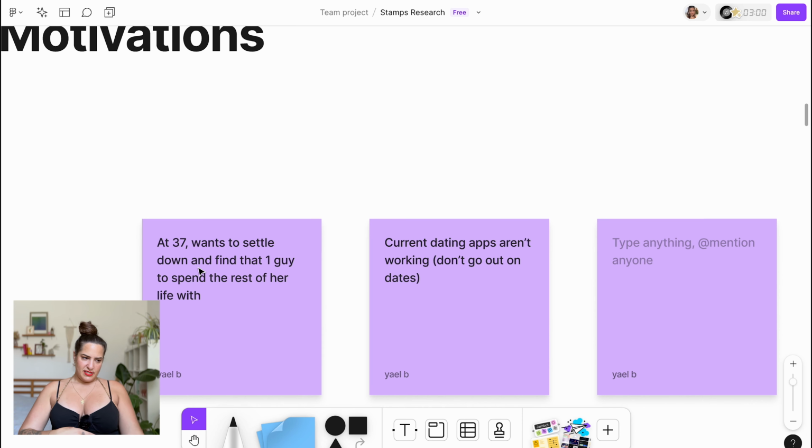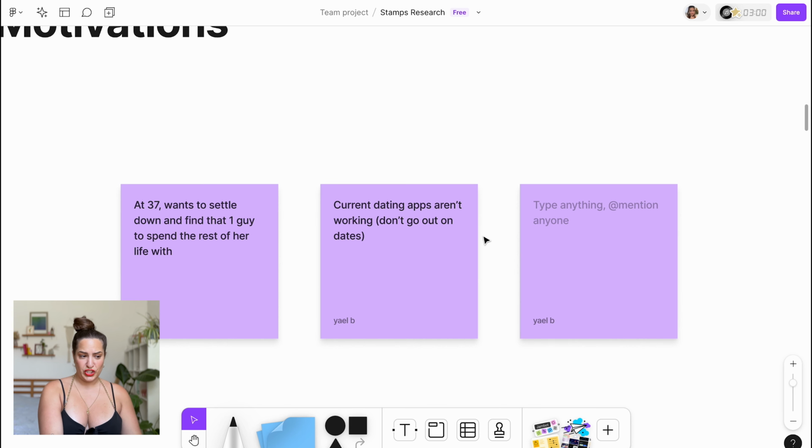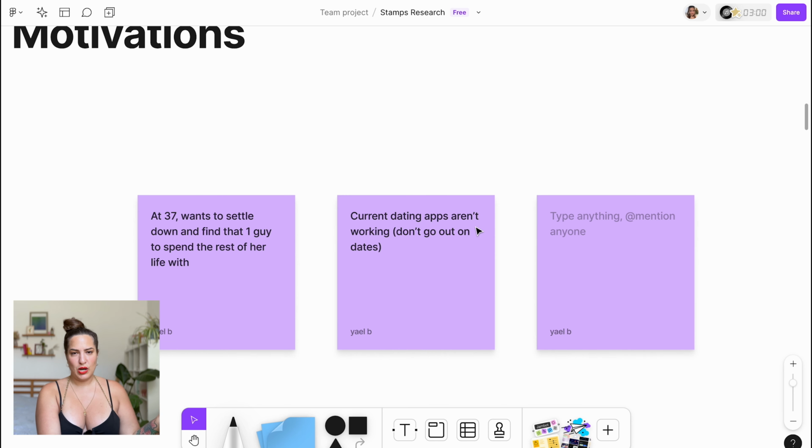Motivations is what will motivate the users to use the app. So at 37, I want to settle down and find that one guy to spend the rest of my life with. That's a better wording. The current dating apps aren't working. I don't go out on dates.